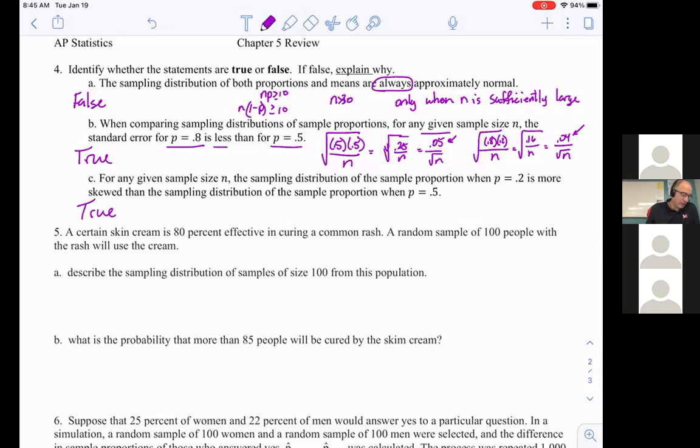A certain skin cream is 80% effective for a common rash. A random sample of 100 people with the rash will use the cream. Describe the sampling distribution for a sample size of 100. This is the same exact thing that we did on the other page, except instead of doing a mean, we had the chicken's mean. Now we're talking about the proportion for the skin cream. So again, we're going to describe the sampling distribution. We have shape, we have center, and we have spread.